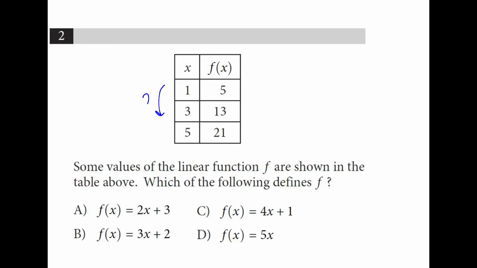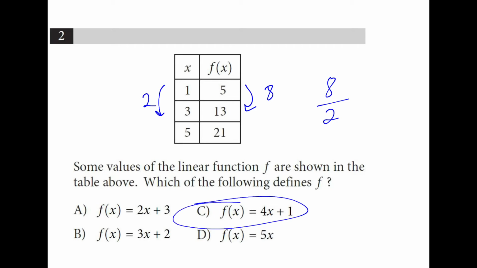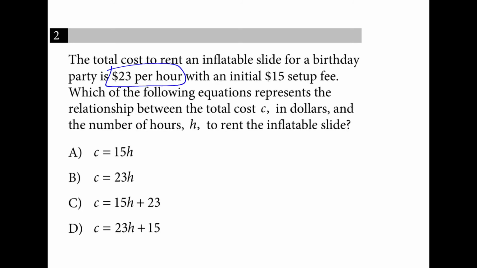As x goes up by 2, y goes up by 8. So my pattern, or my slope, is 8 over 2, or 4. We have 23 per hour and 15 initial. So 23 gets the variable, and 15 is added to it.